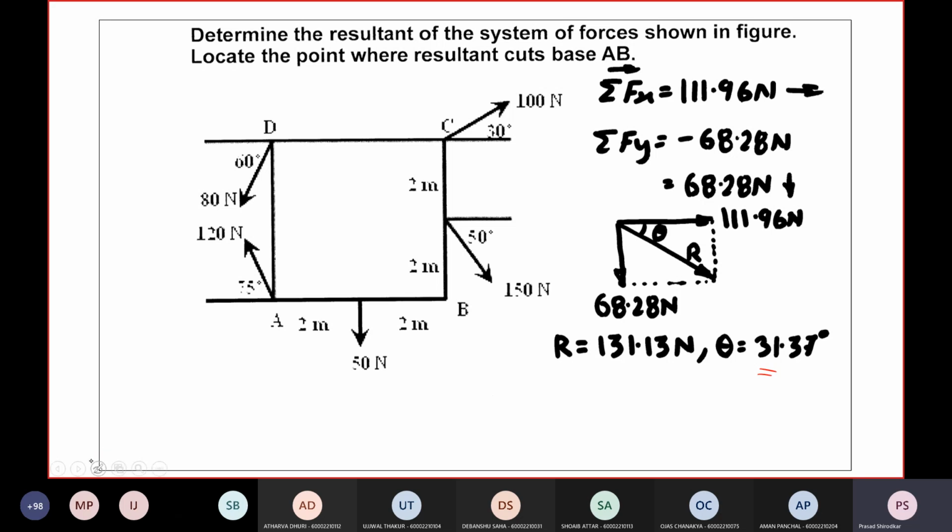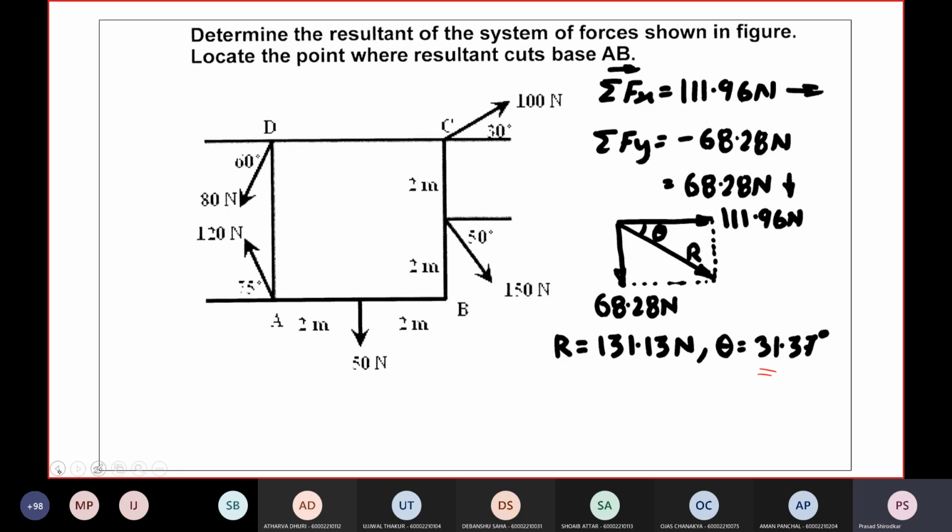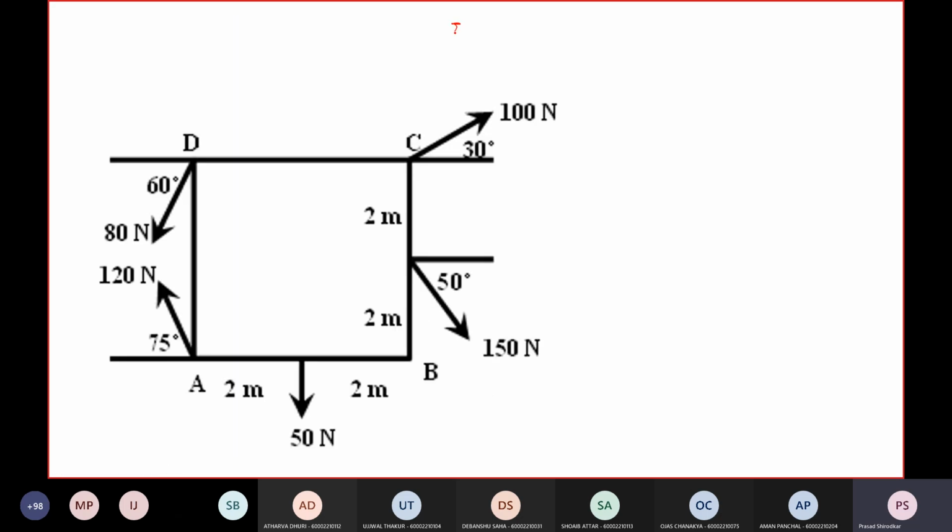Okay, now we have to calculate the x-intercept and the y-intercept. So let's calculate that. They have actually asked only the x-intercept, but we are going to calculate both. So to calculate that, first we have to calculate the moment. So summation M about A. Summation M about A. So one by one, let's resolve.